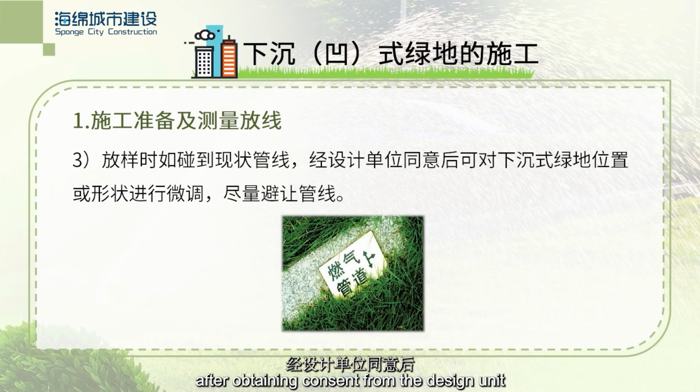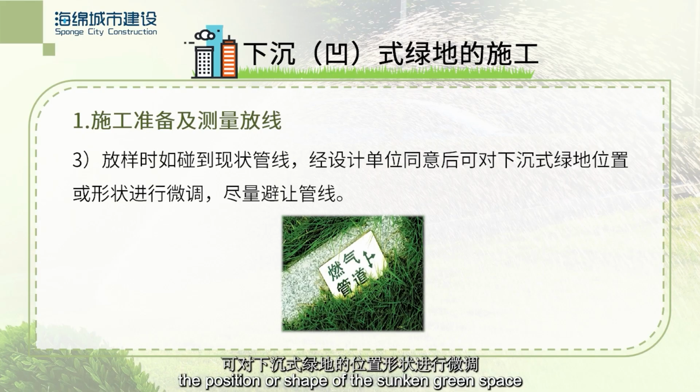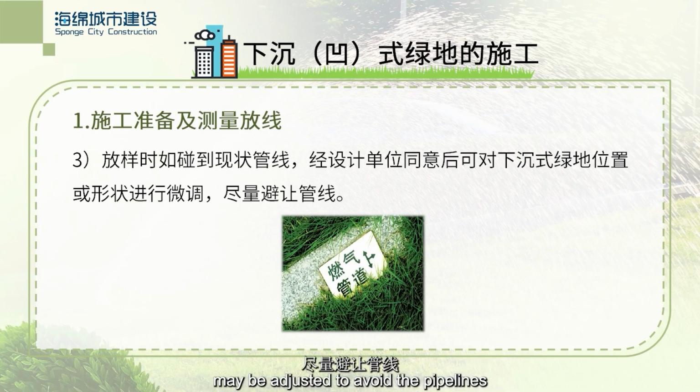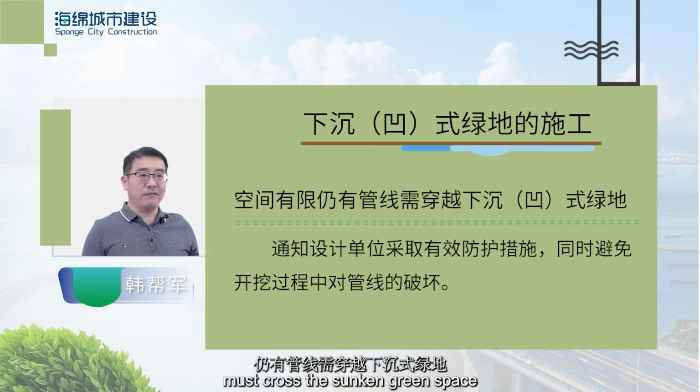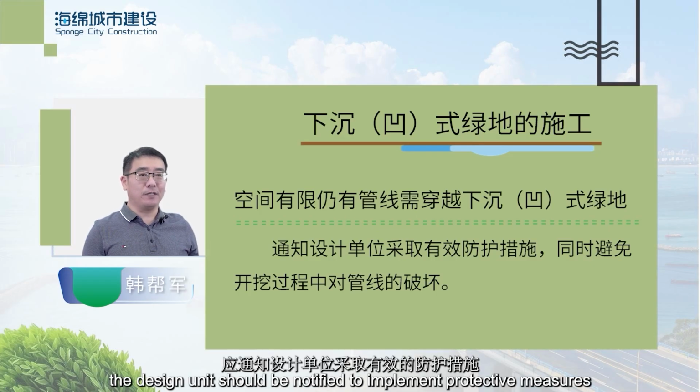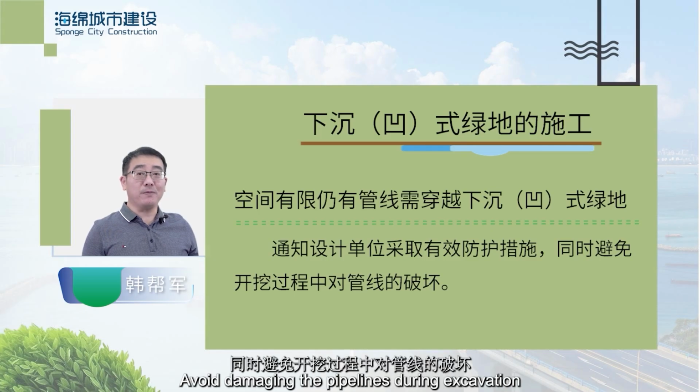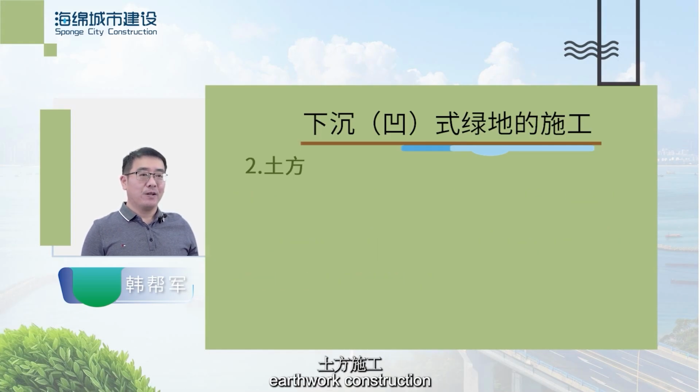After obtaining consent from the design unit, the position or shape of the sunken green space may be adjusted to avoid the pipelines. If space is limited and pipelines must cross the sunken green space, the design unit should be notified to implement protective measures. Avoid damaging the pipelines during excavation. Earthwork construction.